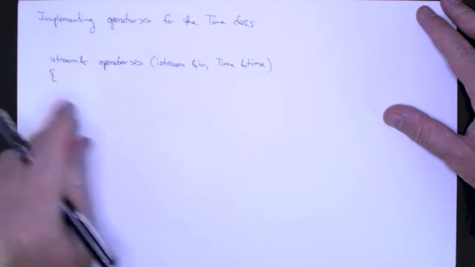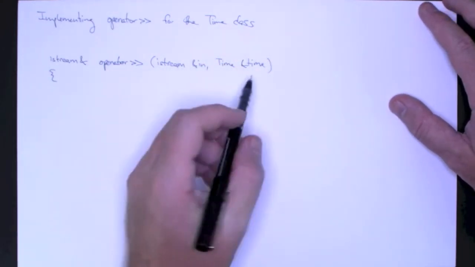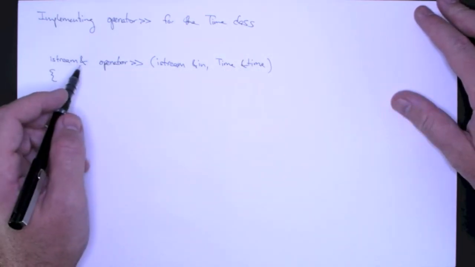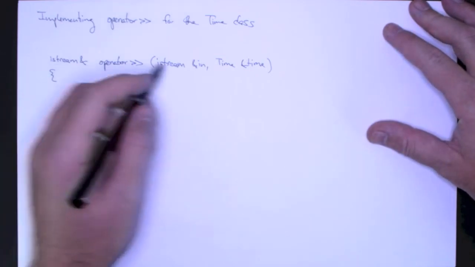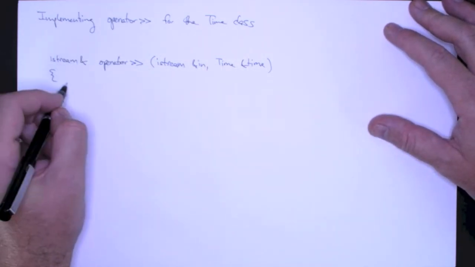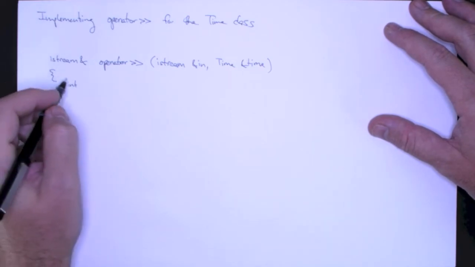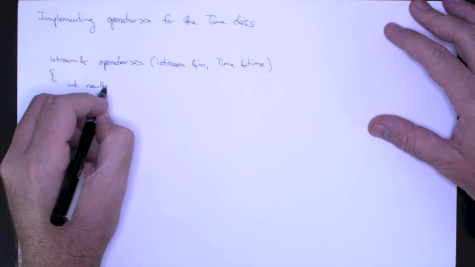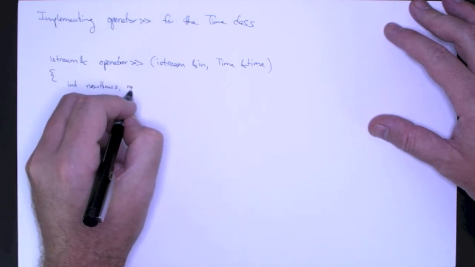Okay. So the first thing: we can read directly into the private data members, but we don't want to do that because we want to make sure that we apply the data integrity checks. So I'm going to create some local variables called new hours and new minutes.